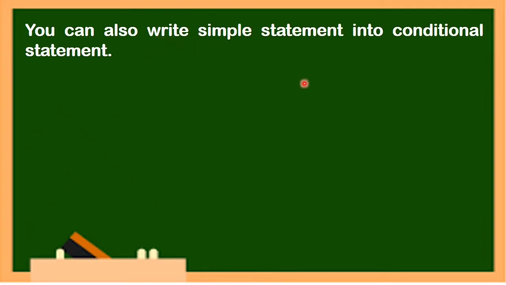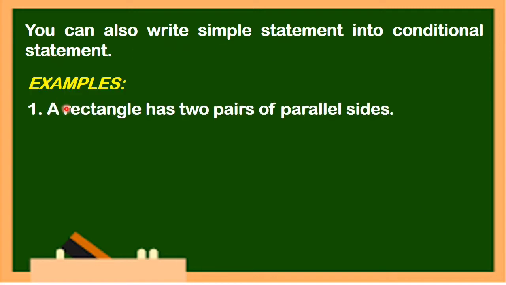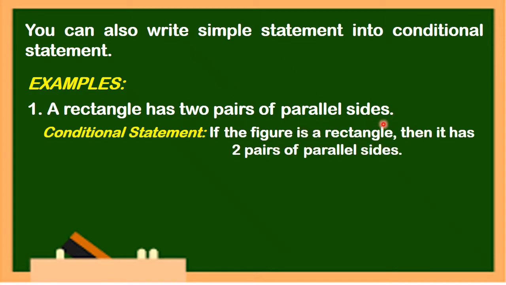You can also write simple statements into conditional statements. So let's have some examples of this. First one, a rectangle has 2 pairs of parallel sides. To make it a conditional statement, so here it is. If the figure is a rectangle, then it has 2 pairs of parallel sides.